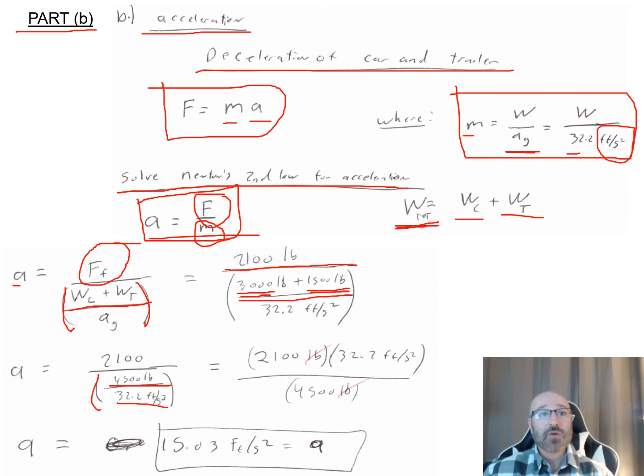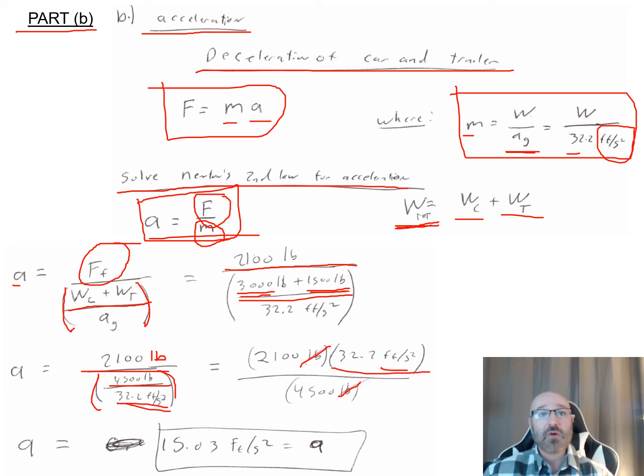On the bottom, we still have our 2,100 in units of pounds up here on the top, in our numerator, so we can cancel that out. We can see the pounds on the top cancel with the pounds on the bottom. We're going to be left with just feet per second squared, so we can rearrange and put a 32.2 up here on the top like that.